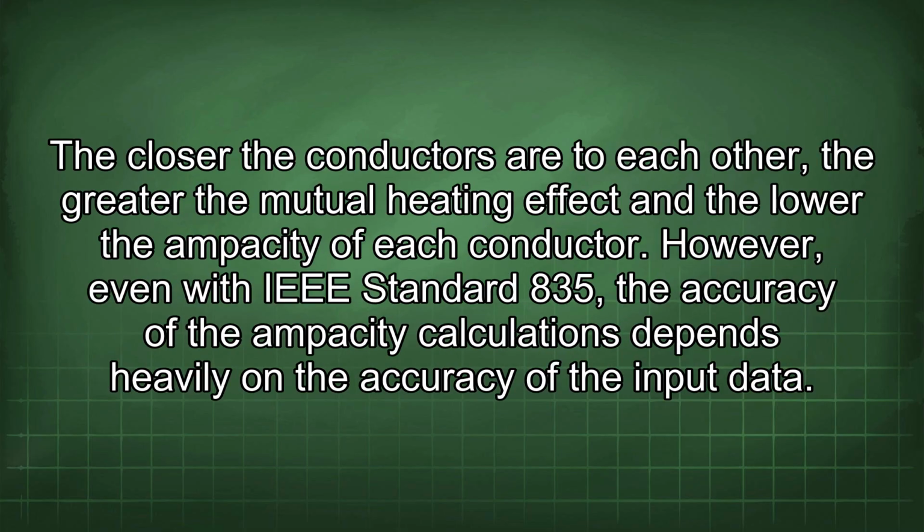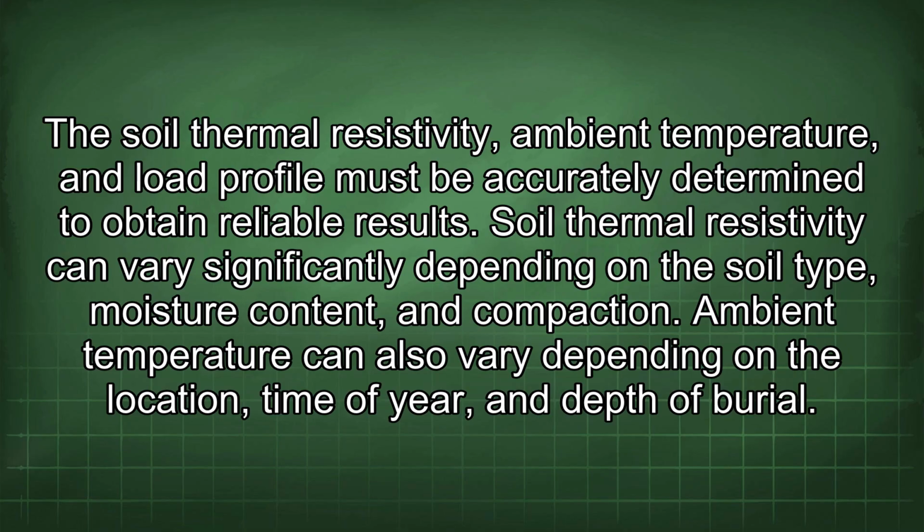The closer the conductors are to each other, the greater the mutual heating effect and the lower the ampacity of each conductor. However, even with IEEE Standard 835, the accuracy of the ampacity calculations depends heavily on the accuracy of the input data. The soil thermal resistivity, ambient temperature, and load profile must be accurately determined to obtain reliable results.